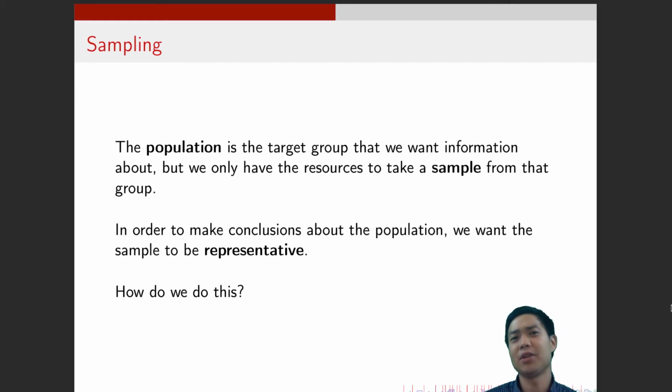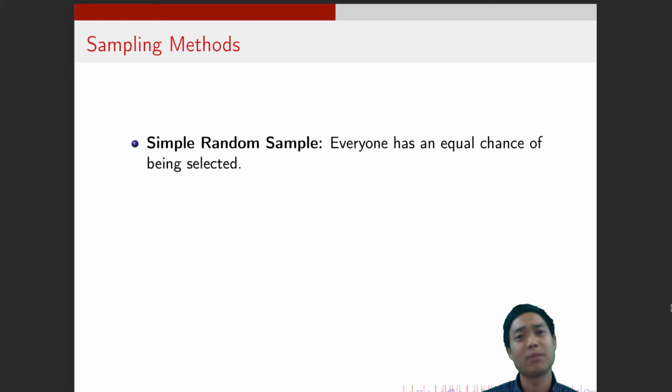So how do we do this? How do we get that random sample? We'll talk a little bit about some sampling methods. The simplest is the simple random sample. Basically, everybody has an equal chance of being selected. You just think about everybody putting their names in a hat, and then you randomly draw names.